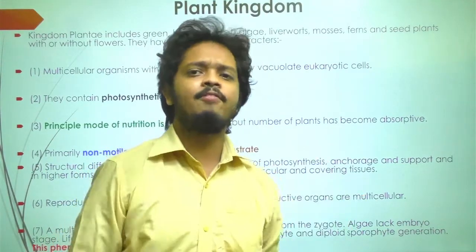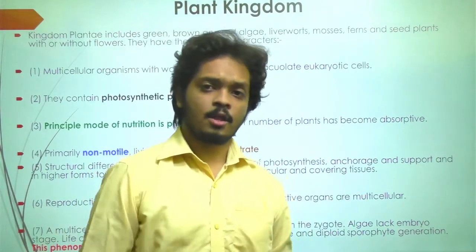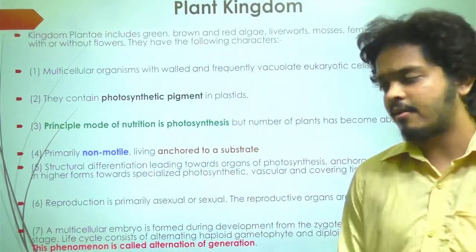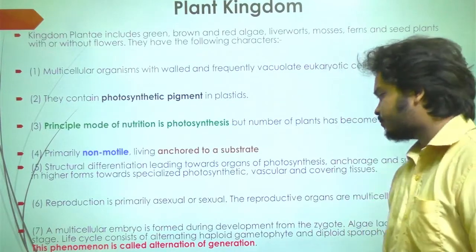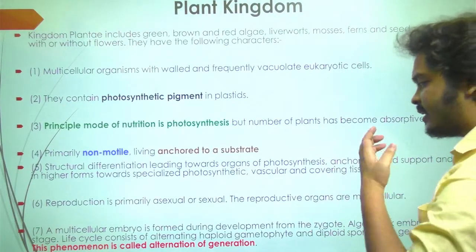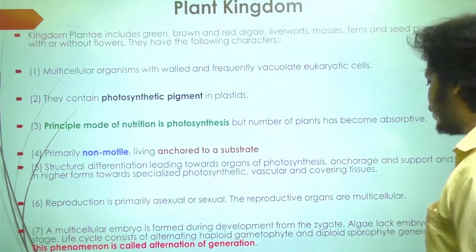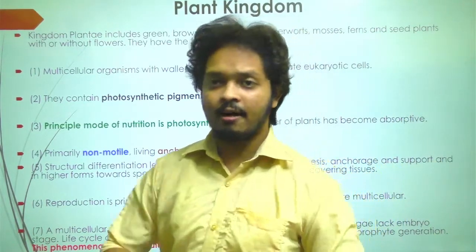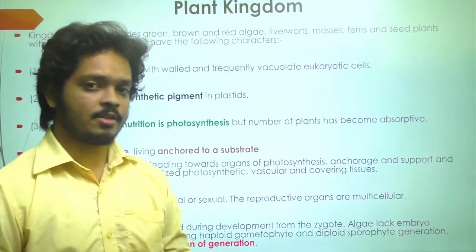If you talk about Bryophyllum, it's a particular plant that reproduces with leaves as well. There are fine ridges in the leaves through which Bryophyllum reproduces. Now, reproduction is primarily sexual and asexual. The reproductive organs are multicellular. The reproductive organs in this case are very specially formed multicellular organs.